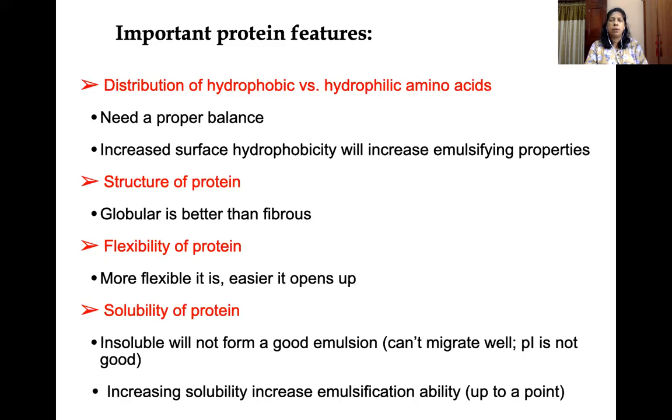Insoluble protein will not form a good emulsion. It can't migrate well. The isoelectric point is not good. So insoluble protein will not form a good emulsion. Therefore, the solubility of the protein is also very important. You have to consider the situation, and go through the slides again about solubility. If it is not soluble, it can't migrate through the water to the required place. Therefore, the solubility of the protein is also very important.